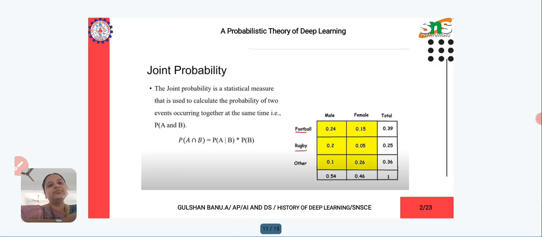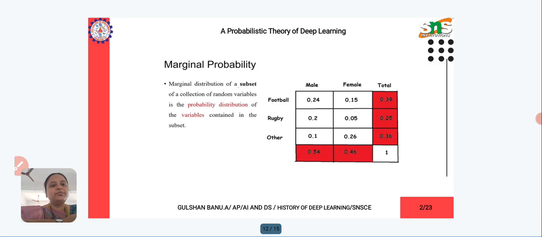Now, what is joint probability? It is P of A and B equals P of A given B times P of B. That is, you combine two values and get an output for that. When you sum up the values of football for male and female, you get 0.39. Similarly, when you sum up football, rugby and others for a male candidate, you get 0.54. Likewise, you have different values for the joint probability.